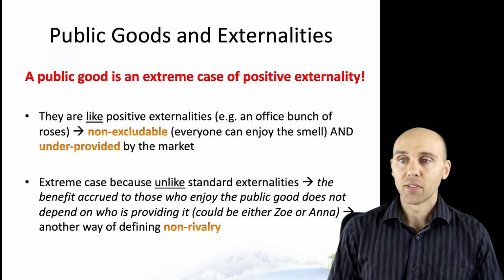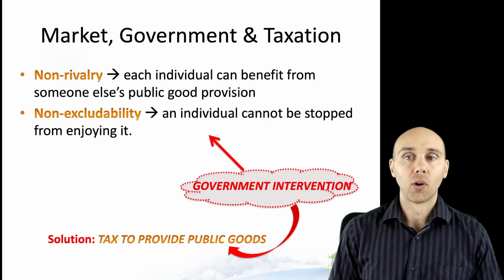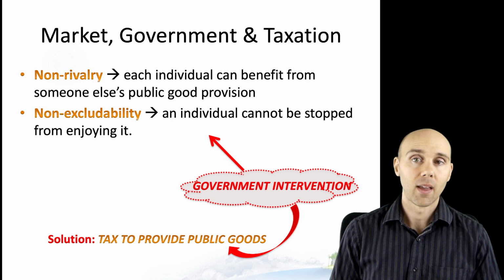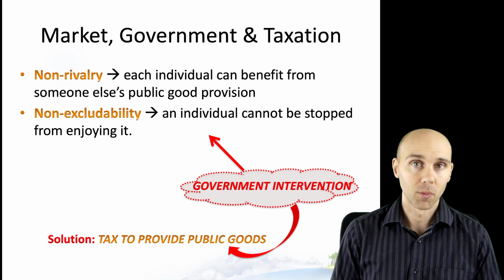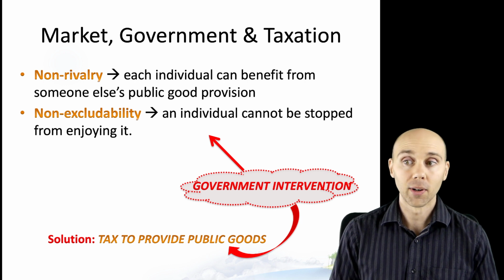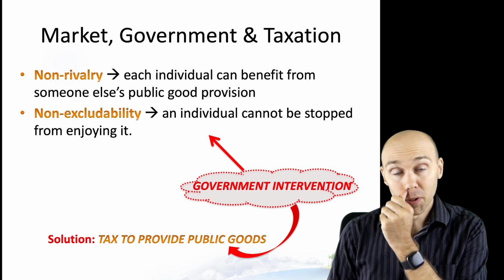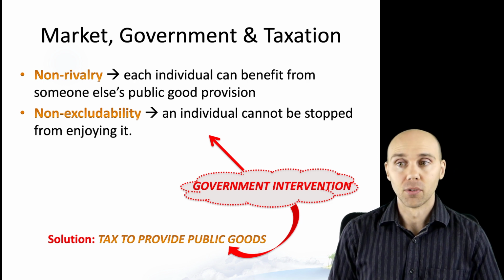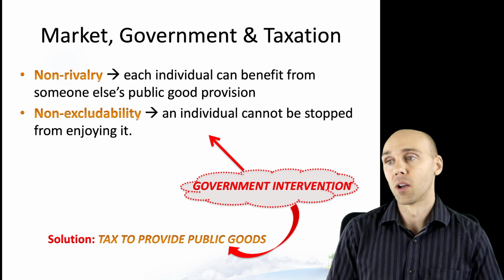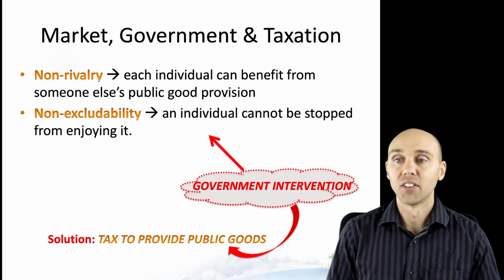So how do we fix this sort of situation? Because we've got both that the individual can benefit from someone else's public good provision and that an individual cannot be stopped from enjoying it. So all the conditions are there for free riding. Well, government intervention makes sense. We want to boost the consumption up to this socially optimal amount. So for Zoe and Anna, we need to get it to 6 hours.